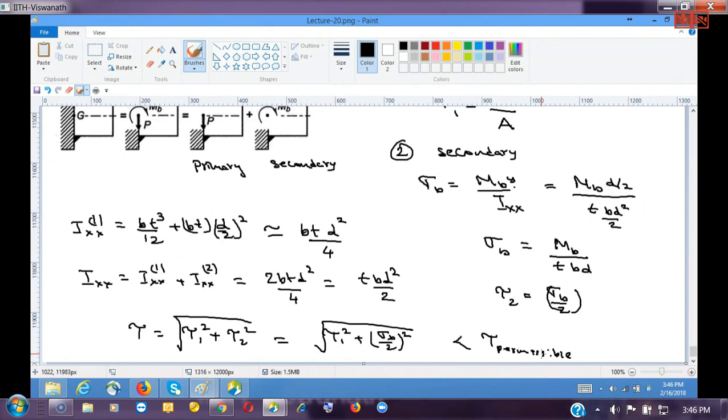There are two such scenarios: when the strength of the weld is the same as or more than the base plates, or when the strength of the weld is less than the base plate. These things we will cover in the next class, which should be next Wednesday at 2 o'clock.